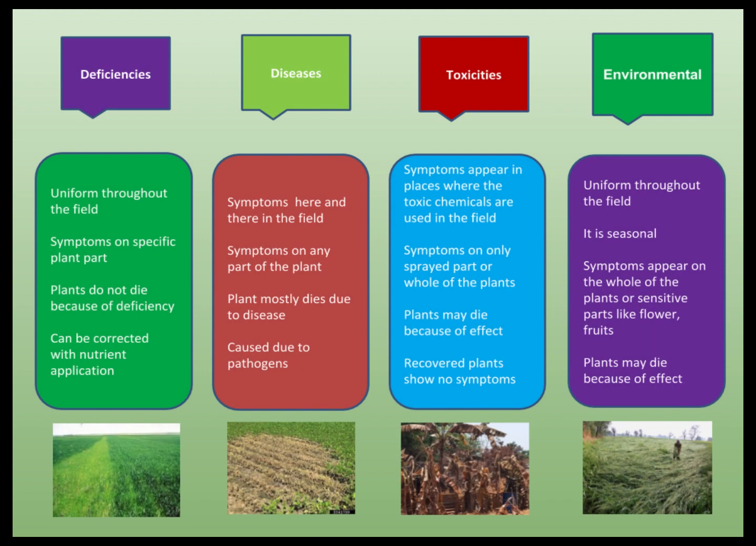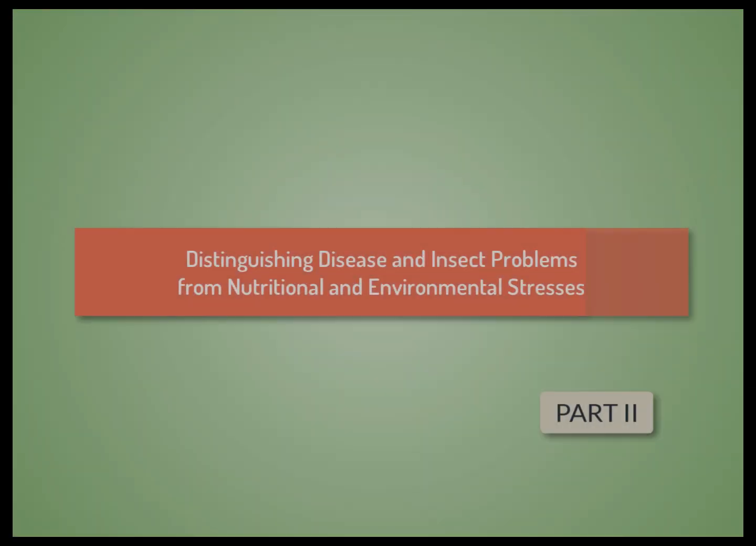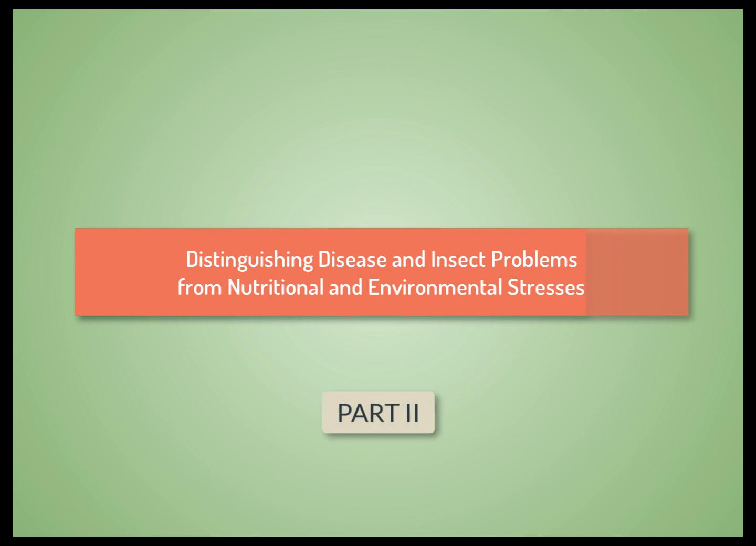With these tips, we will be able to categorize various plant symptoms into different causes, that are deficiency, toxicity, disease or insect, and environmental causes. Once we have categorized the symptoms, then we should go deeper to know the real cause for taking up corrective measures. In our next video, we will show how to exactly identify nutrient deficiency symptoms, toxicity symptoms, and environmental effects.